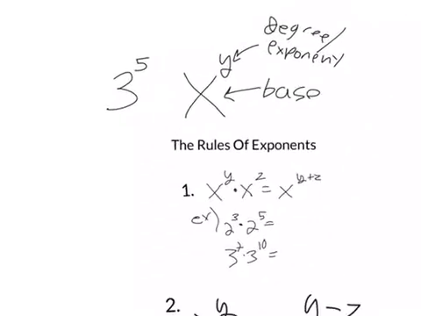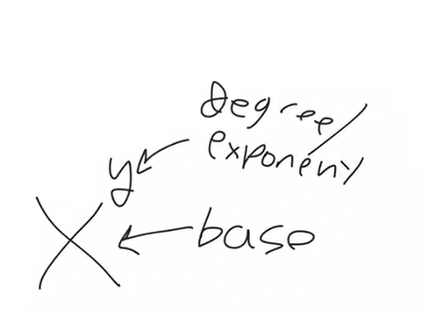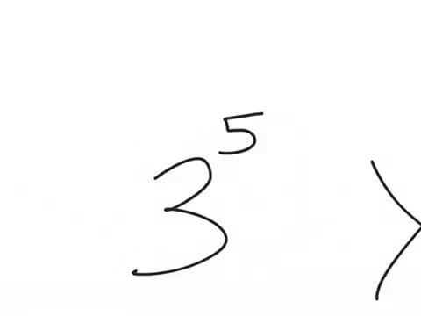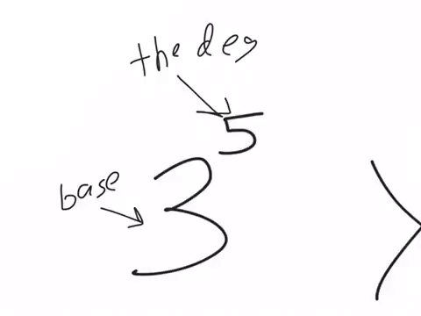So first of all, we need to learn about the structure of an exponent. The number is called the base, and the exponent we're going to call either the exponent or the degree. So basically, in this case, 3 is the base, and 5 will be the degree. Now that we know the structure of an exponent, let's get into some rules.